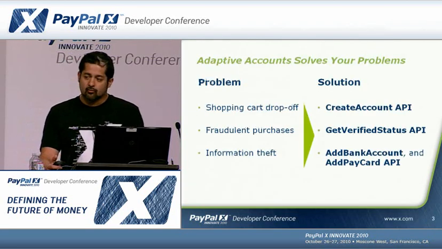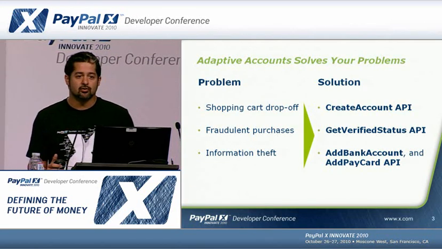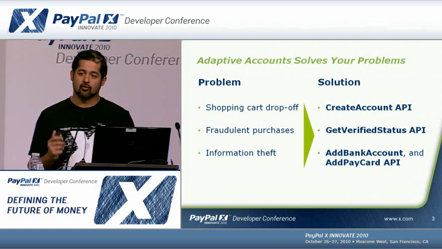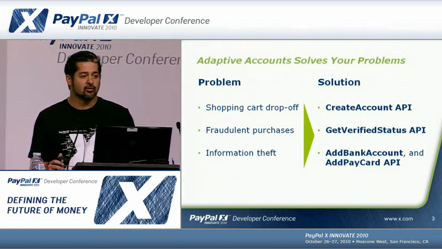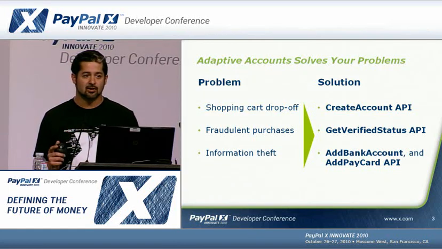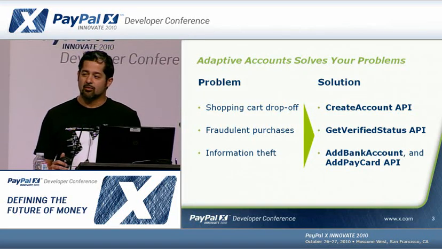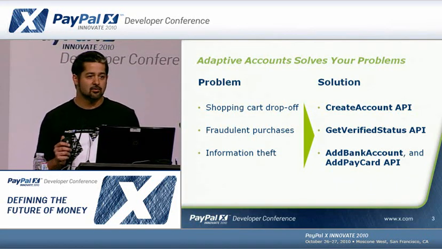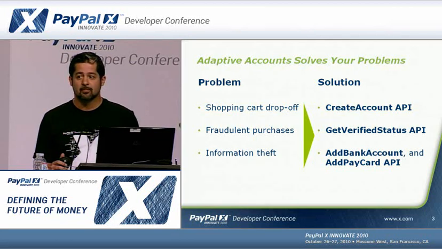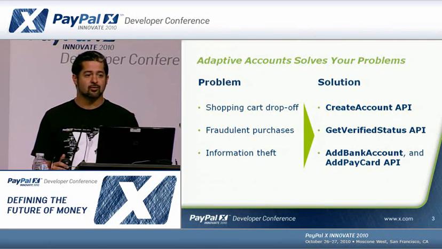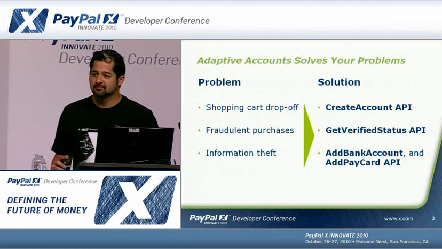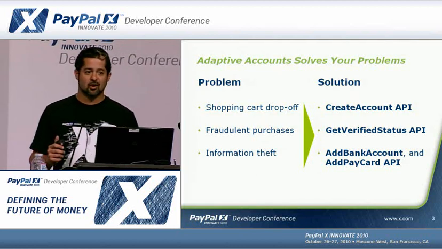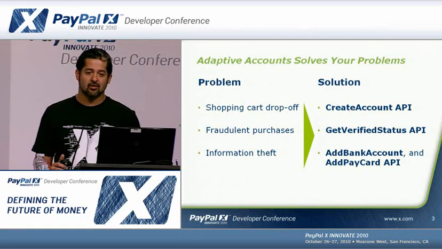So first off, I want to start off by asking you guys a couple of questions. First off, how many guys were at the first Innovate 2009 conference last year? All right, we have a handful. And how many of you guys actually currently use the adaptive payments APIs? All right, we have a handful. And adaptive accounts? All right. So you guys come to the right place. We're going to answer all your adaptive accounts questions.